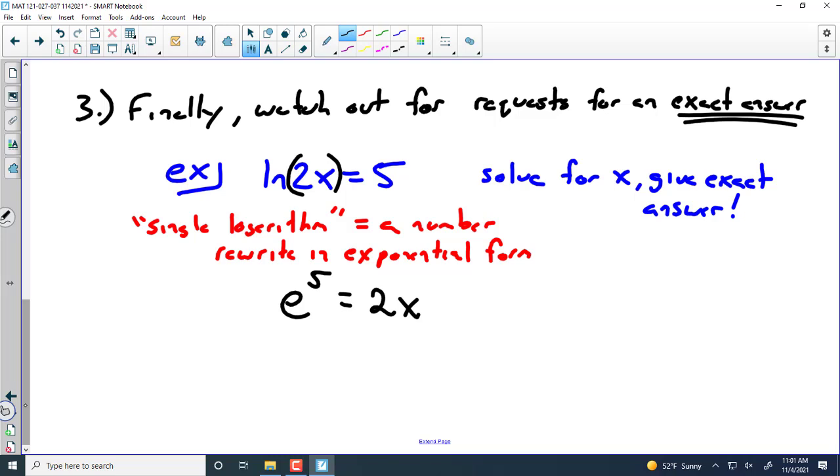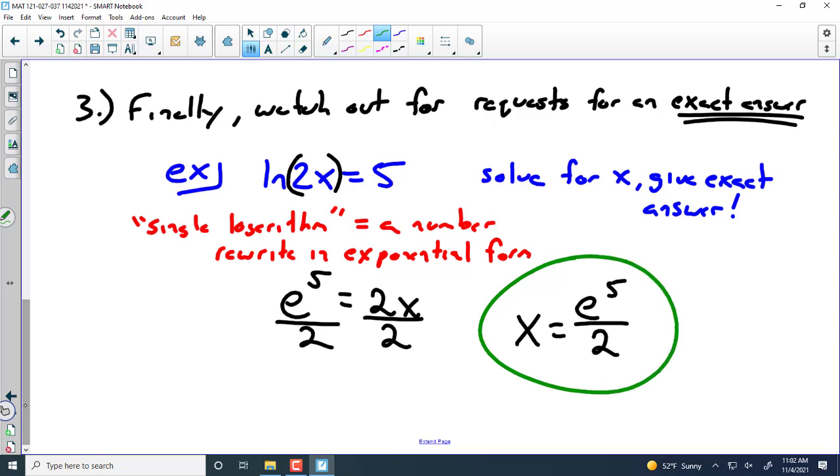Divide by 2. Now it's time to divide by 2. And we get x equals e to the 5th over 2. Do we reach for the calculator at this point? No. Why don't we reach for the calculator? Because it wants the exact answer. And this right here is the exact answer.